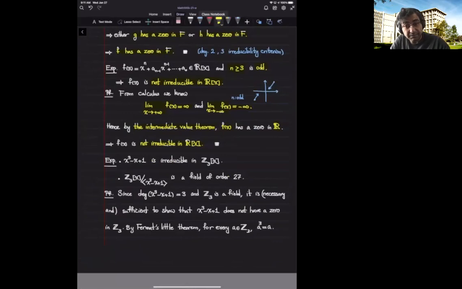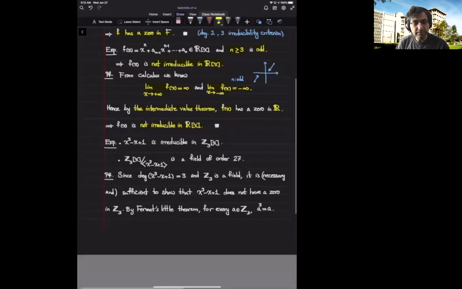Okay, so let's see another example. Let's look at the degree 3 polynomial, x to the power 3 minus x plus 1, but as a polynomial with coefficients inside Z_3[x], so the ring of integers modulo 3. The first part of this example says that this is an irreducible polynomial inside this ring. The second part says that if I look at the factor ring of the ring of polynomials modulo the principal ideal generated by this polynomial, it is a field and it has order 27. So that would be a first example for you of a field of order 27.